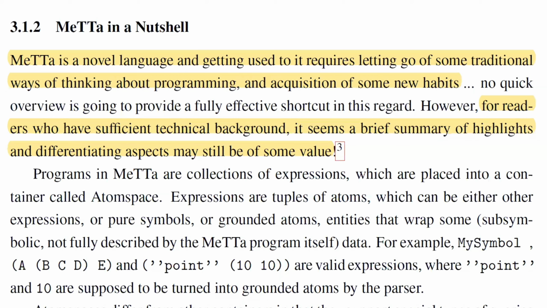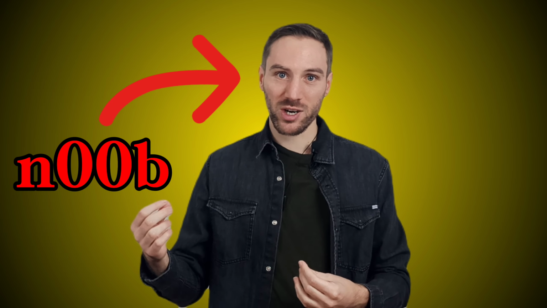The paper goes very in depth to explain Meta more, as it states here on page 18. Meta is a novel language, and getting used to it requires letting go of some traditional ways of thinking about programming and acquisition of some new habits. For readers who have sufficient technical background, a brief summary of highlights and different aspects may still be of some value. And I am definitely not a person with a sufficient technical background. If you are, the paper is down in the description, but I'll move on and leave it at that.